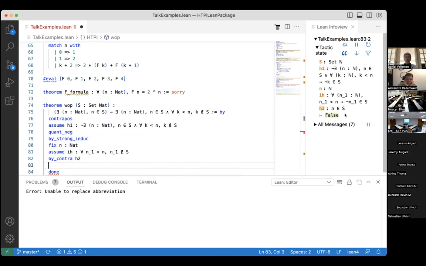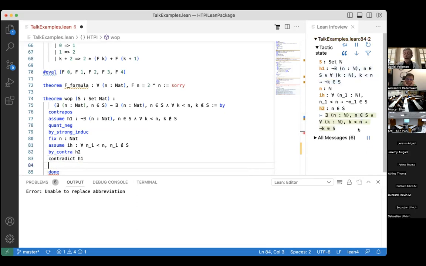A technique that's sometimes useful in proof by contradiction is if one of your givens is a negative statement, and my H1 is a negative statement, maybe that's the one I should contradict. So I'm going to say contradict H1, and it has given me the goal now of proving that there exists a smallest element. Well, if you look at the givens, maybe you'll see that the n that I've already introduced is going to be the smallest element, because it's in S, but furthermore, I have this inductive hypothesis that says everything smaller is not in S. So the n I've already got, that's the one that's going to work.